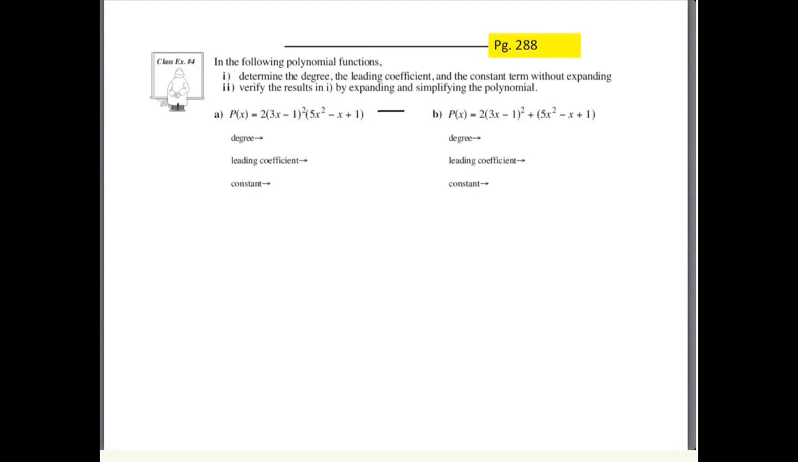With polynomials such as this one, it may be tempting to expand all of these out to find the degree, the leading coefficient, and the constant, but that might take too long. There is a shortcut. Let's go through it.